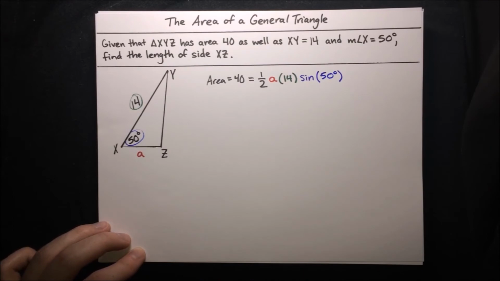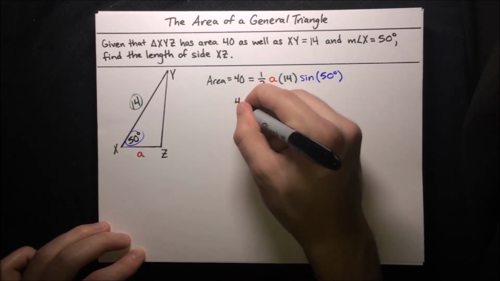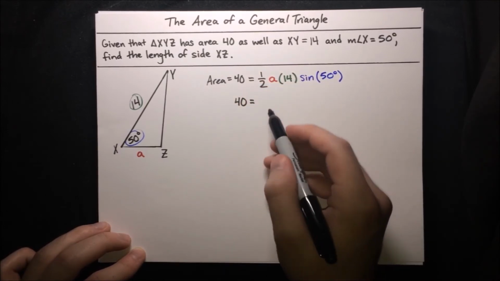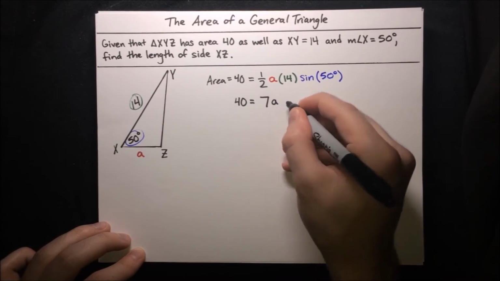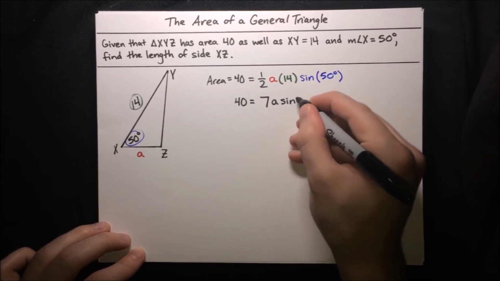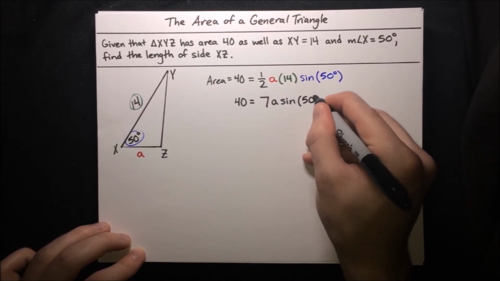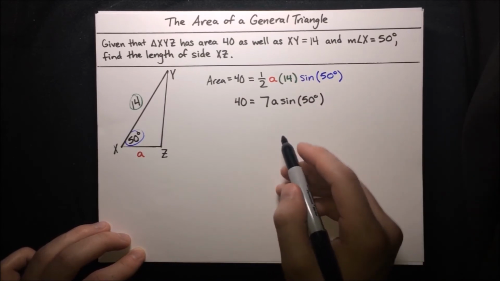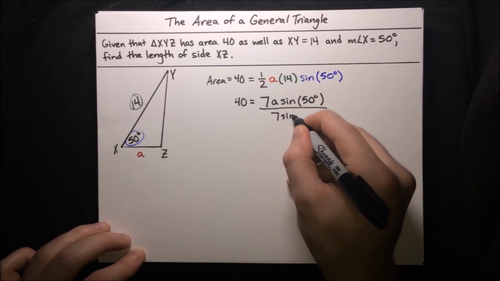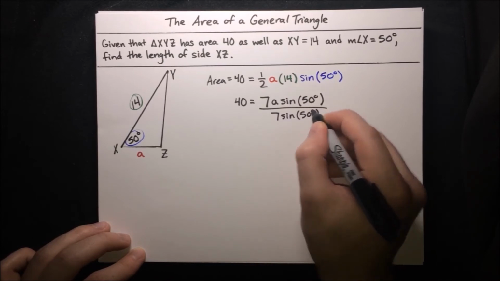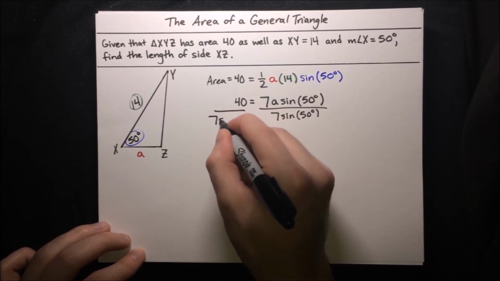So now we can just go ahead and solve this equation here. Let's just simplify it first. So 40 is equal to 1/2 times 14 is 7, and then we've got our A, and then we've got our sine of 50 degrees. So to get A alone, we can just divide by 7 sine of 50 degrees. Do that to both sides.